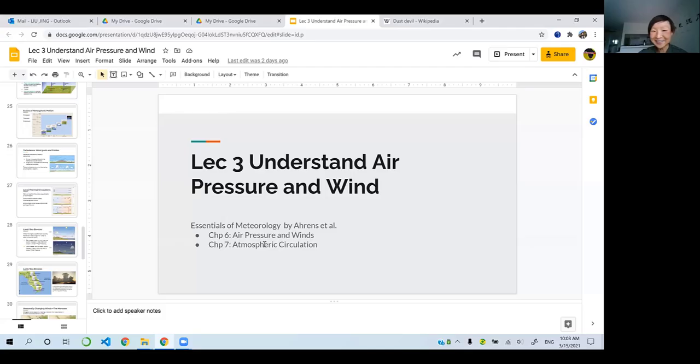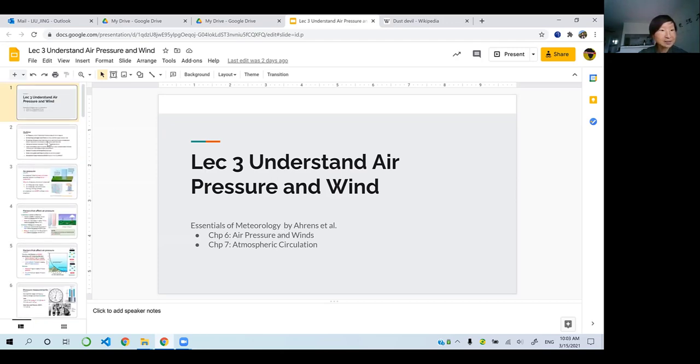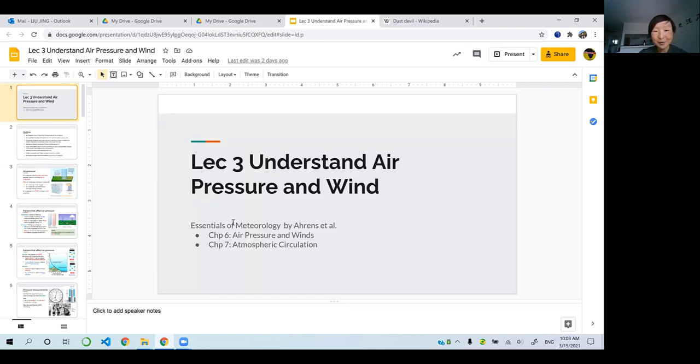Okay, so this is our lecture number 3, understand air pressure and wind. You're going to read Essentials of Meteorology, chapter 6 and chapter 7. Here is the first one. Those are the key concepts we're going to learn in the next 2 weeks. So chapter 6 will be this week. Chapter 7, I suggest you save that for next week.